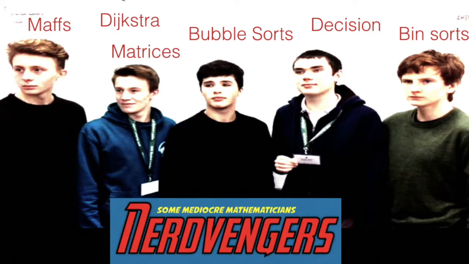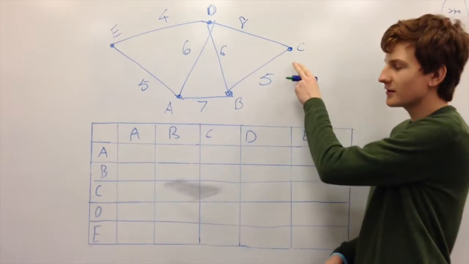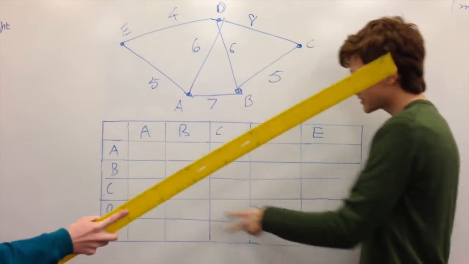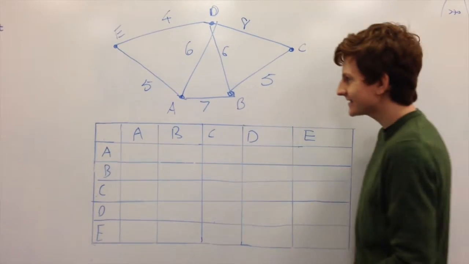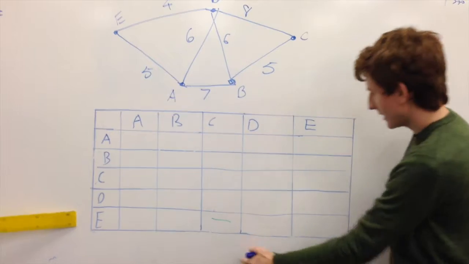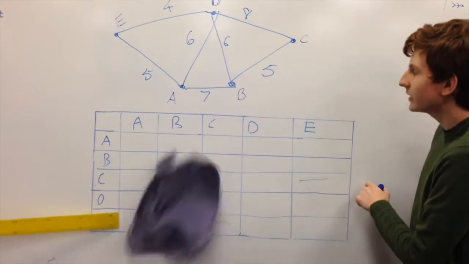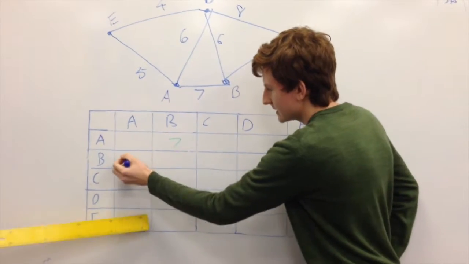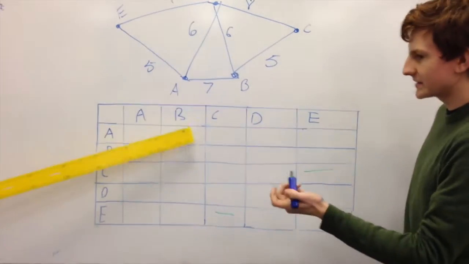It is possible, and sometimes useful, to describe graphs such as this in tables, where the table shows every possible combination of vertices. For example, E to C, we could mark in this table as being no connection by just putting a dashed line. And then A to B, we would mark on with the value 7, since that's the weight. So I'm just going to complete this table.